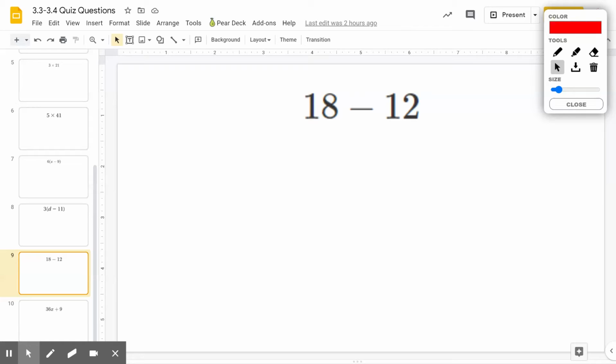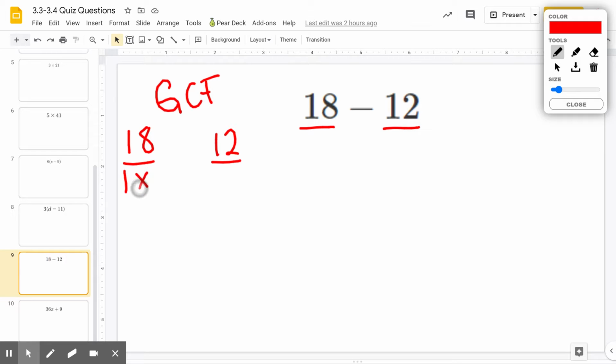Hey everyone, this is question 9, and it's asking us to factor this expression. So when we're factoring, we need to find the greatest common factor. We need to find the GCF. So let's find the GCF of 18 and 12. So let's look at 18.